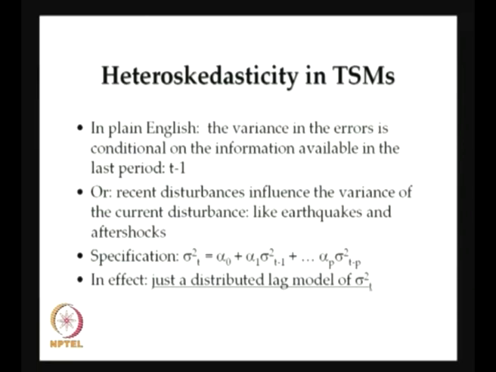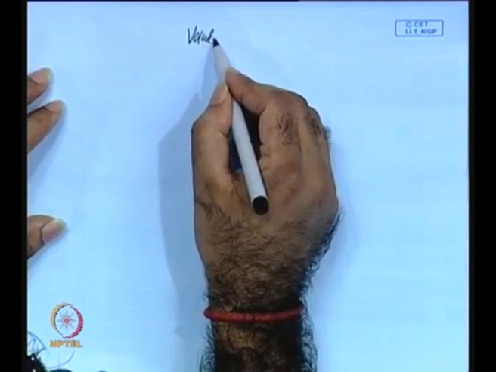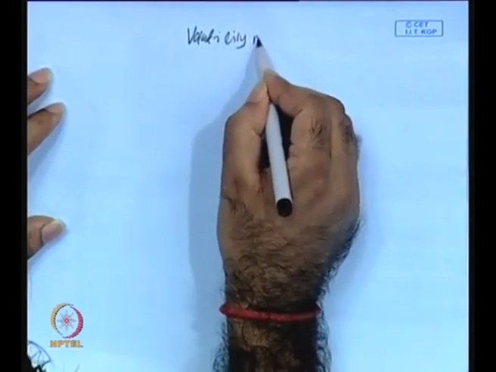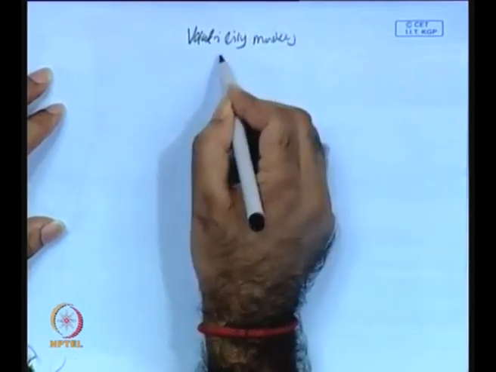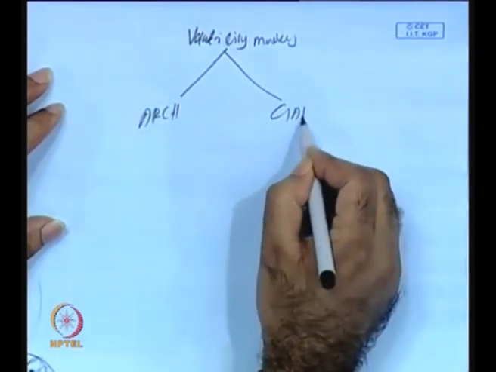So, as far as the heteroscedasticity problem is concerned, we usually handle two different models: one is called the ARCH model and the other the GARCH model. So, what are ARCH models? So, you see here. Volatility modeling basically deals with two aspects, ARCH models and GARCH models.